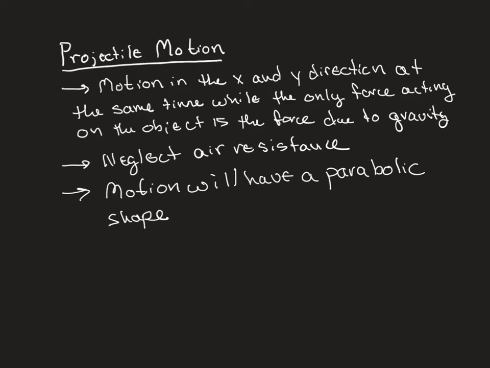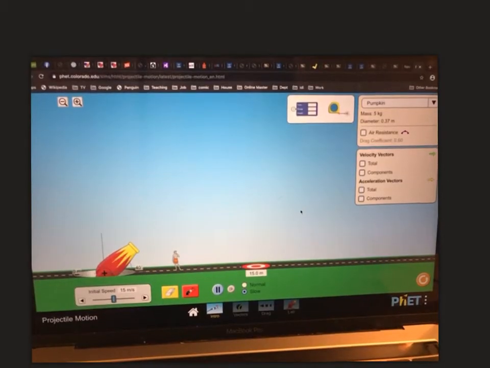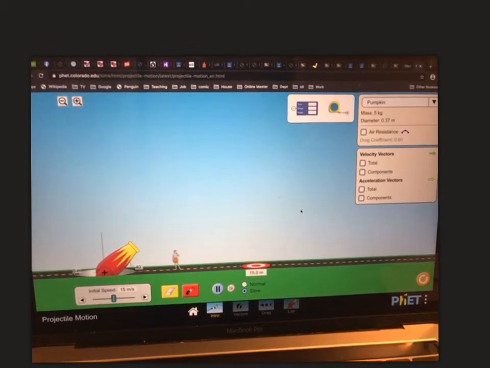So once again, these problems cannot involve rocket engines being attached to the object that is in motion. And this is going to be flight through the air. But once again, we're ignoring the fact that the air is actually there. And as I said before, the motion of the object will be parabolic in shape, so not a straight line. It will be arced.